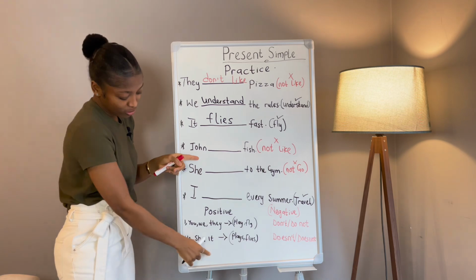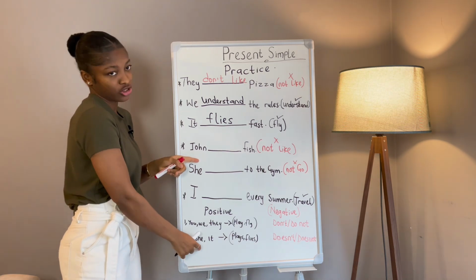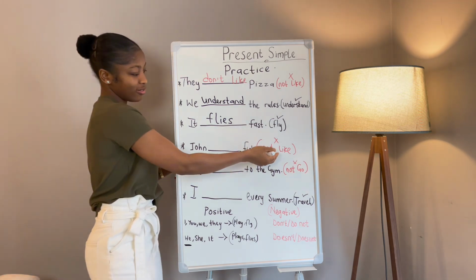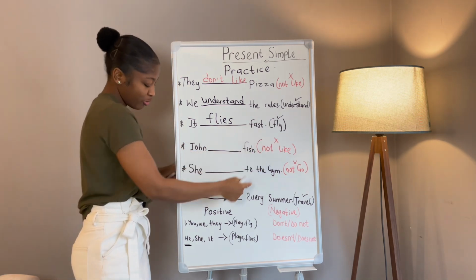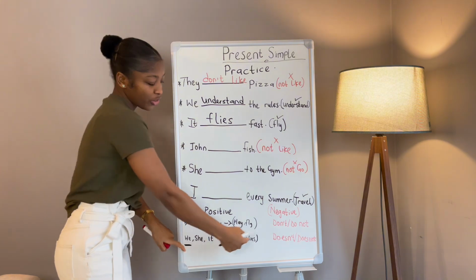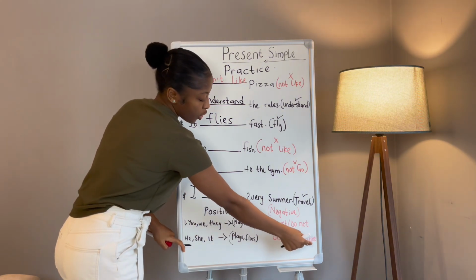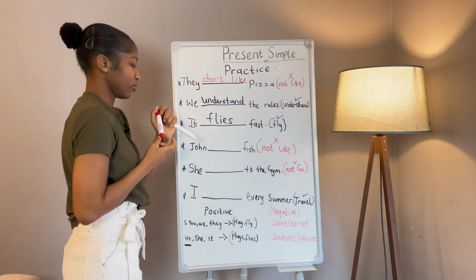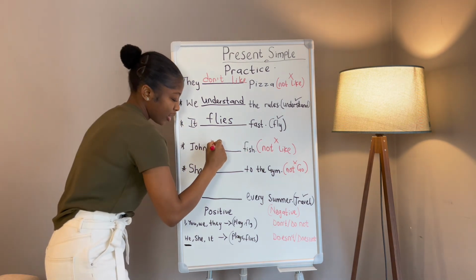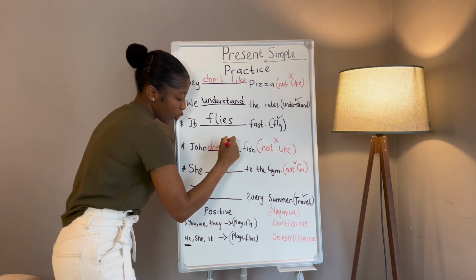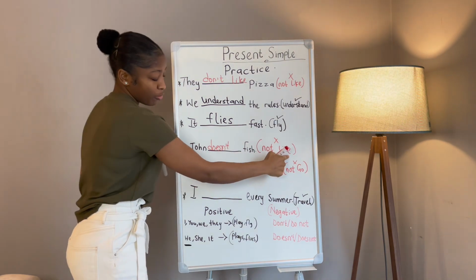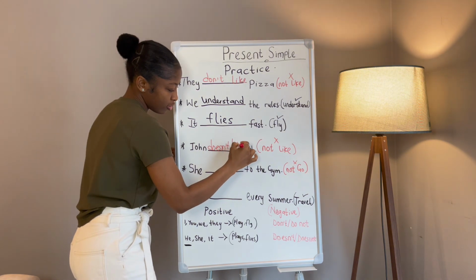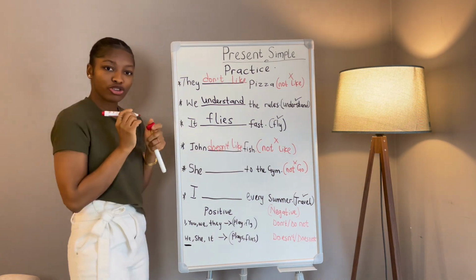Moving on. Here we have the subject John. In this case, we need to look: John, is it he or she? John is he because it's a boy. This sentence is a negative sentence. So when we use he, we use the negative form doesn't or does not. So in this case, John does not or doesn't. The verb is like. Remember, we don't change the verb. So John doesn't like fish.